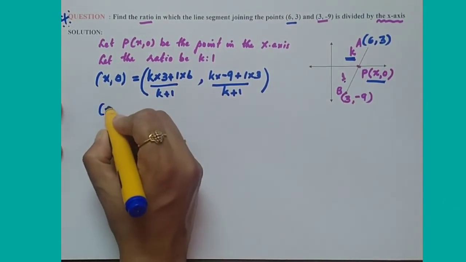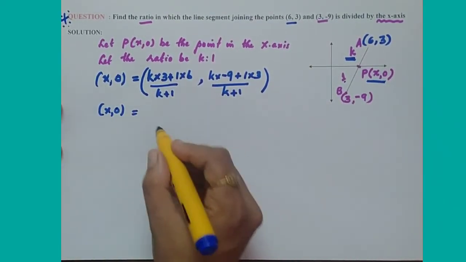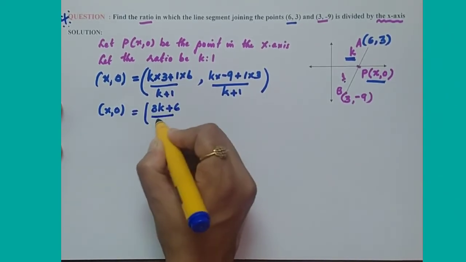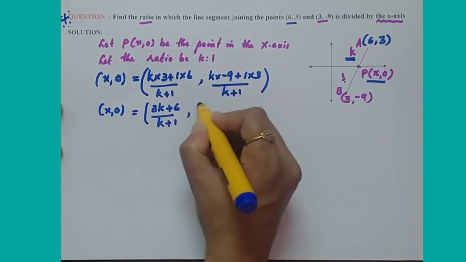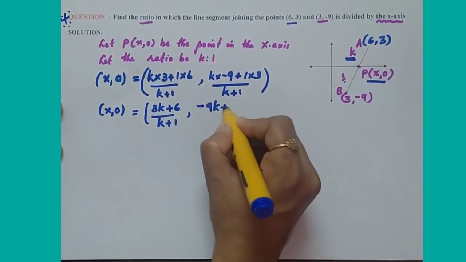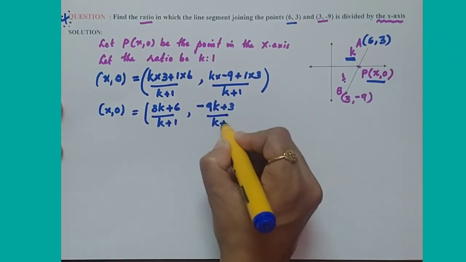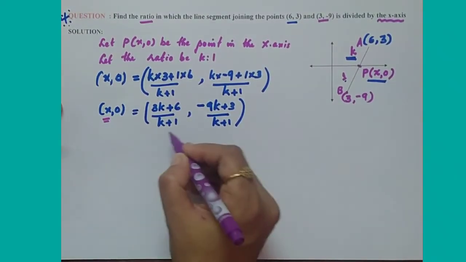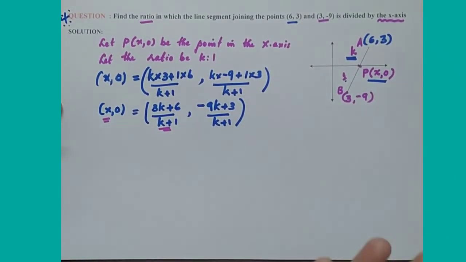Now, (x0, 0) equals, I am going to make the simplification on the right side. (3k plus 6) divided by (k plus 1), and here (minus 9k plus 3) divided by (k plus 1). Now you have a confusion. To find the value of k, what do you need to equate? Whether you need to equate the x coordinate or the y coordinate. Listen to the x coordinate. If you equate the x coordinates, what will happen? The x0 on the left side and the variable k on the right side.